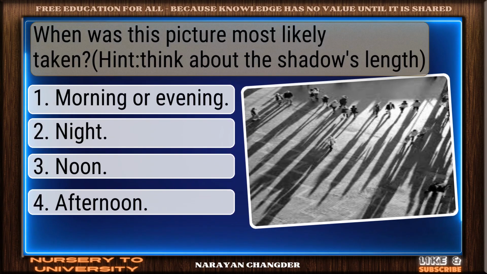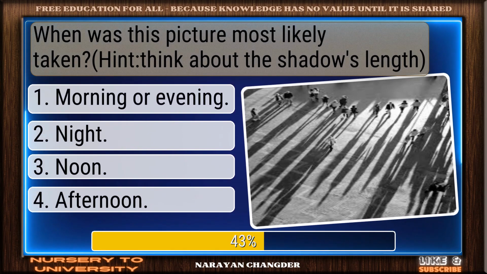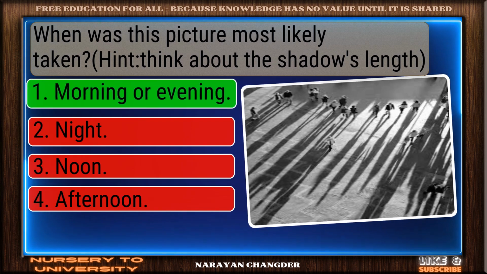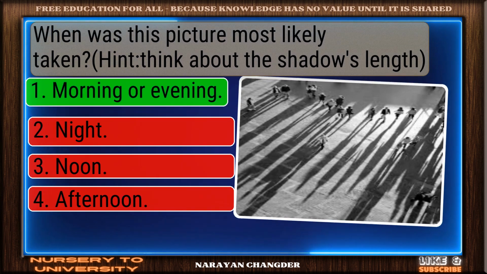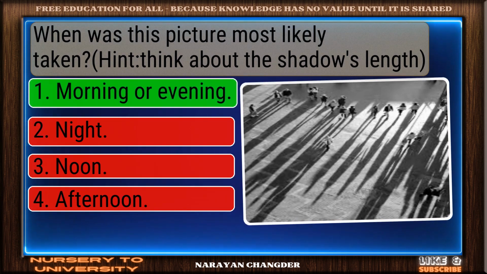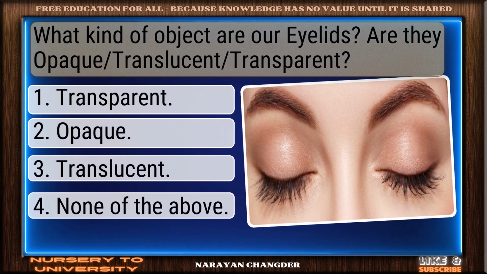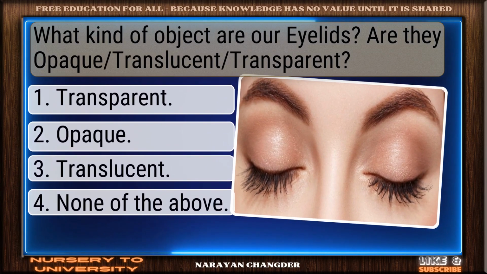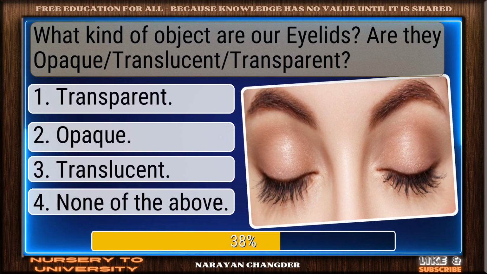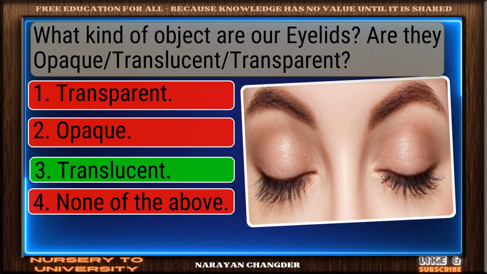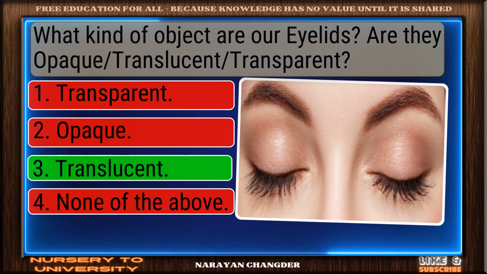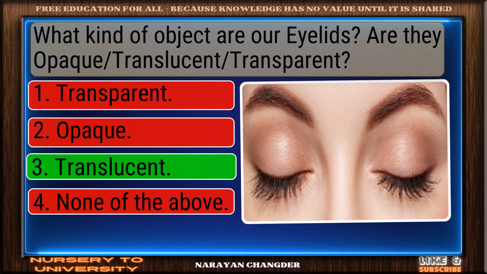When was this picture most likely taken? Correct response. Morning or evening is the most accurate answer. What kind of object are our eyelids? Are they opaque, translucent, transparent? Nice selection. Translucent is the correct and valid answer.